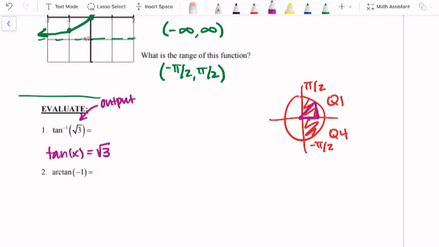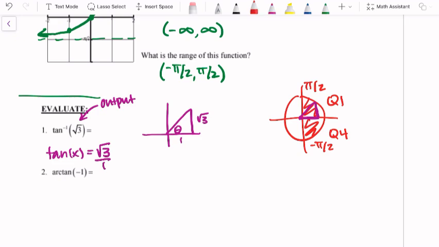There are a couple of ways that we can look at this. I can actually redraw this. Okay, so I'm in quadrant 1, and I know that this is really the square root of 3 over 1, so I have a square root of 3, and I have a 1 right here. Again, there's a few different ways to do it.